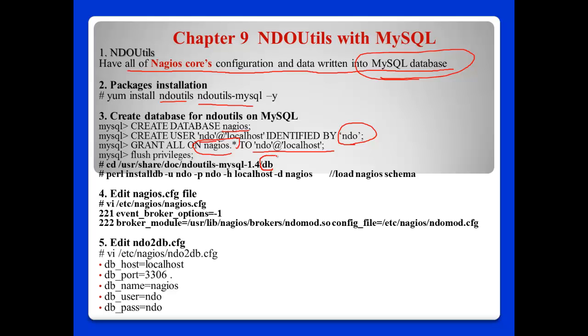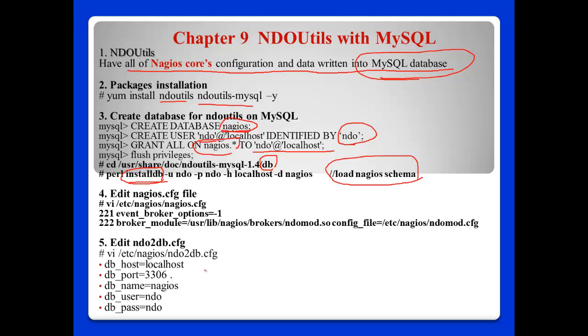And after that, we need to go to this directory, /usr/share/doc/ndoutils-mysql. In this directory, we can find this file, installdb. This file normally loads all of the Nagios schema. It means if we execute this command, this file will install all the tables for this Nagios database.